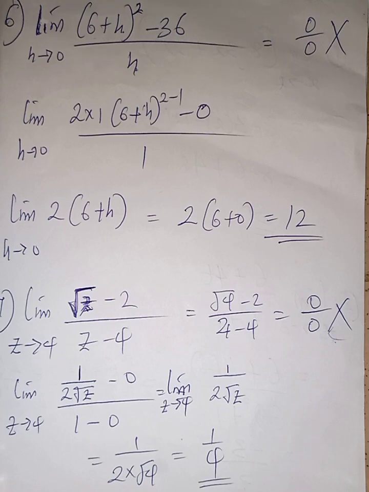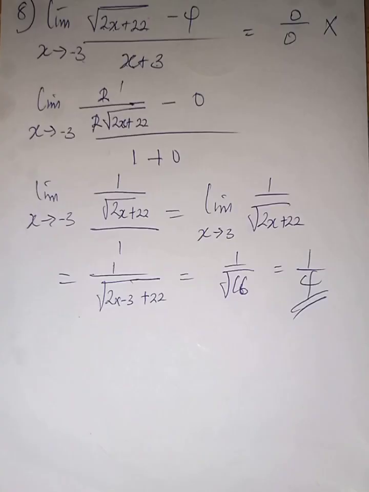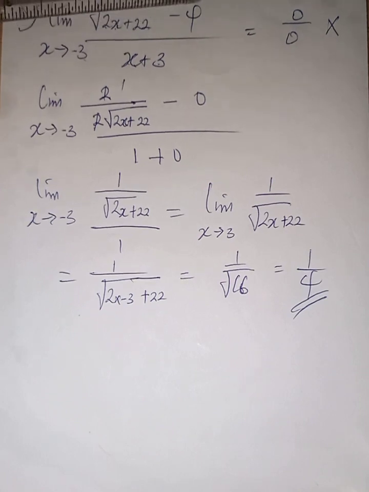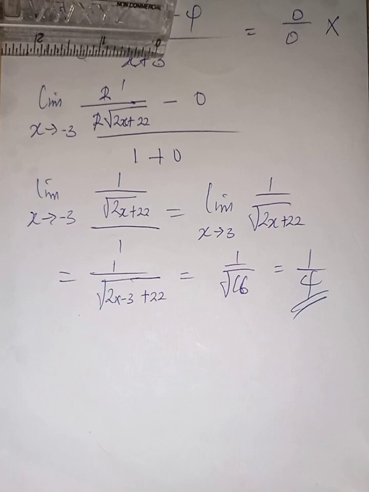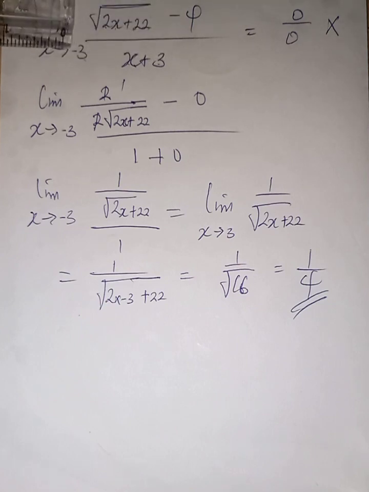Now let's go to the last question. Please try and follow. Lastly, which is question 8: find the limit of the function root of 2s plus 22 minus 4, over s plus 3, as s approaches minus 3. What are we going to have? Let's see.